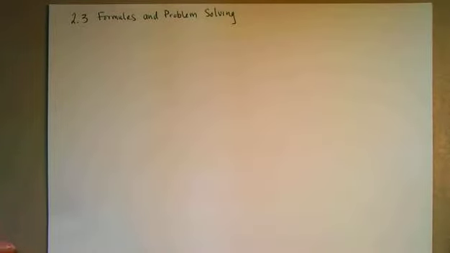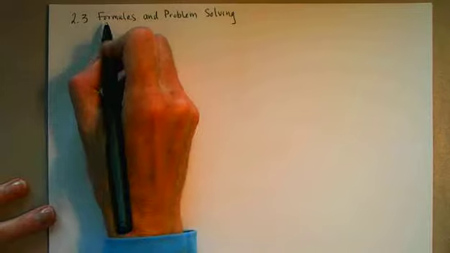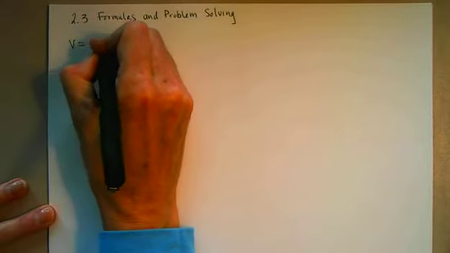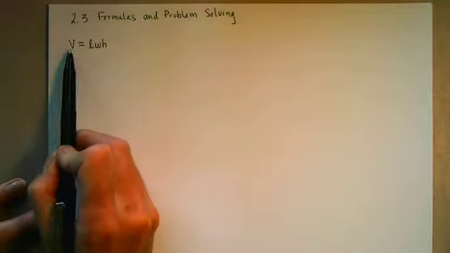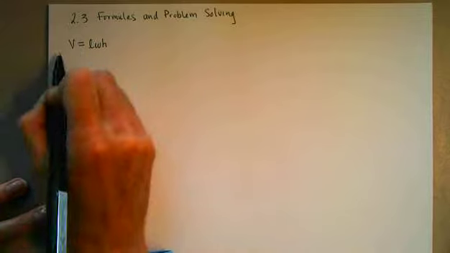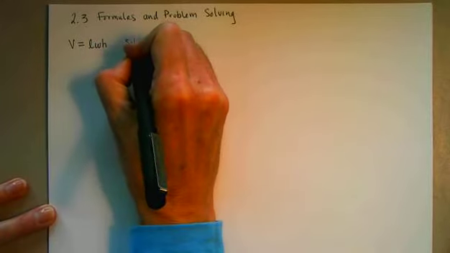Alright, 2.3 is formulas and problem solving. And you'll probably like this section because it's kind of short. What they're going to do is give you a formula. For example, they could say volume equals length times width times height. And you may not even know what those stand for, and that is totally fine. But what they'll say is, given this formula, solve for a particular variable.